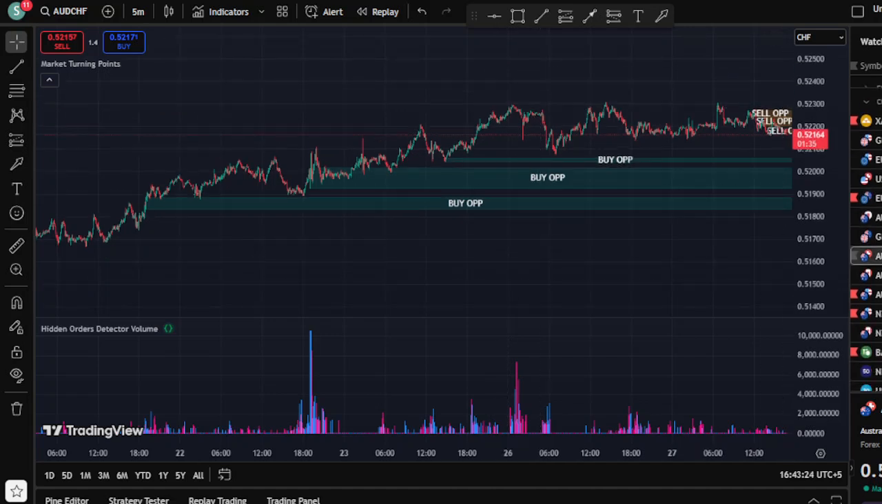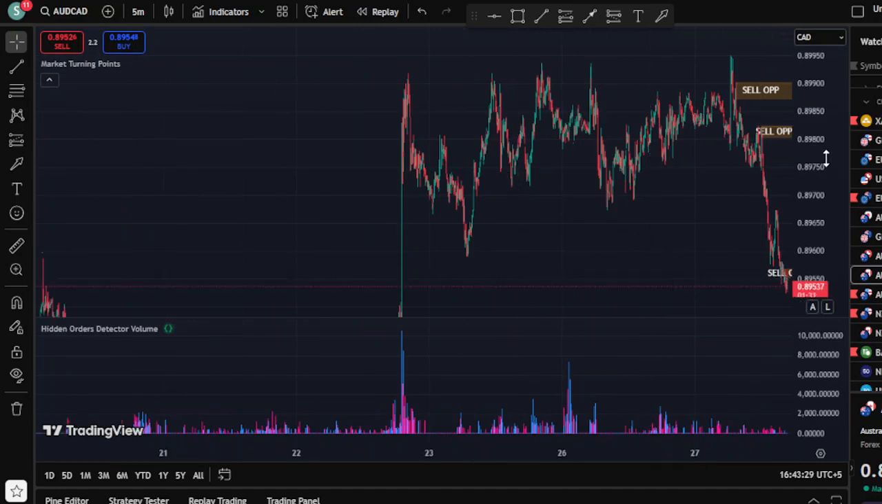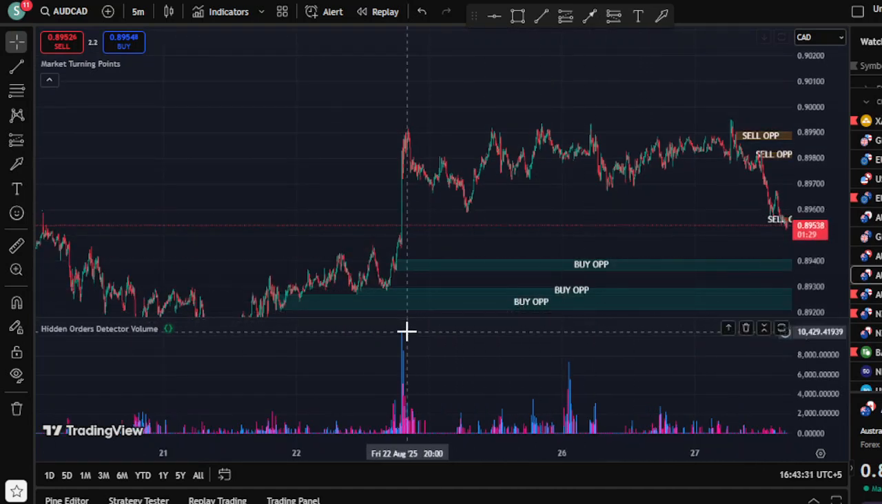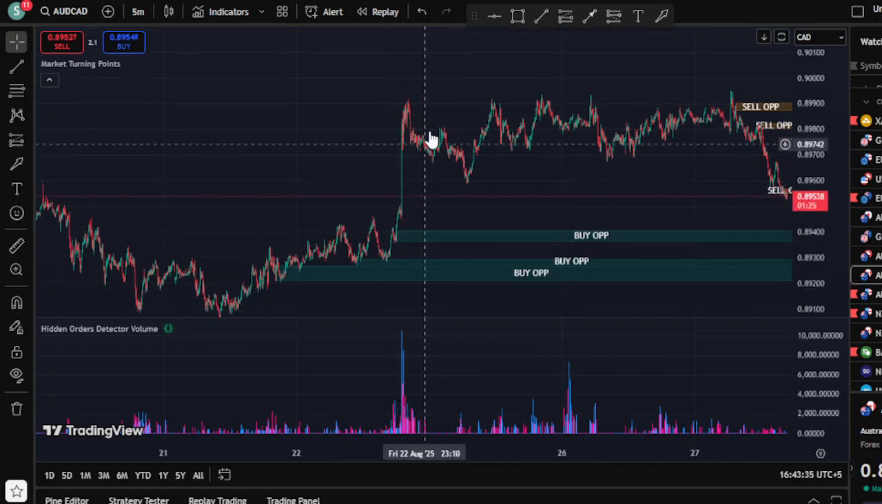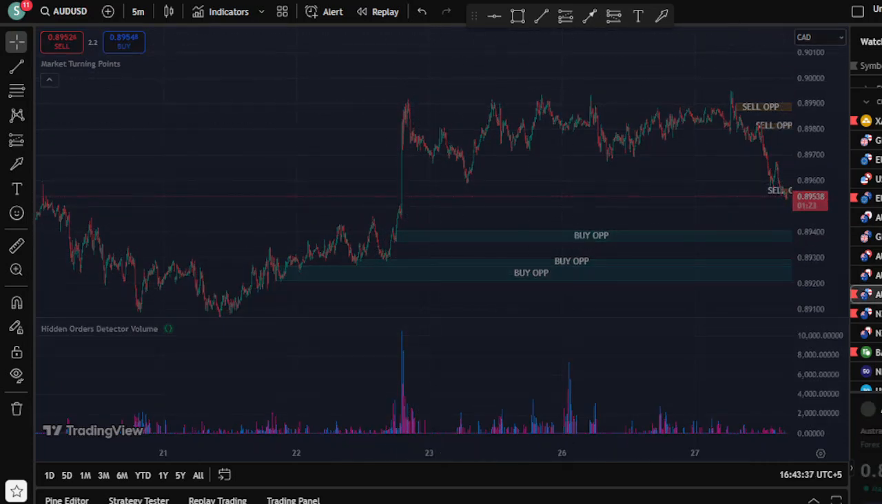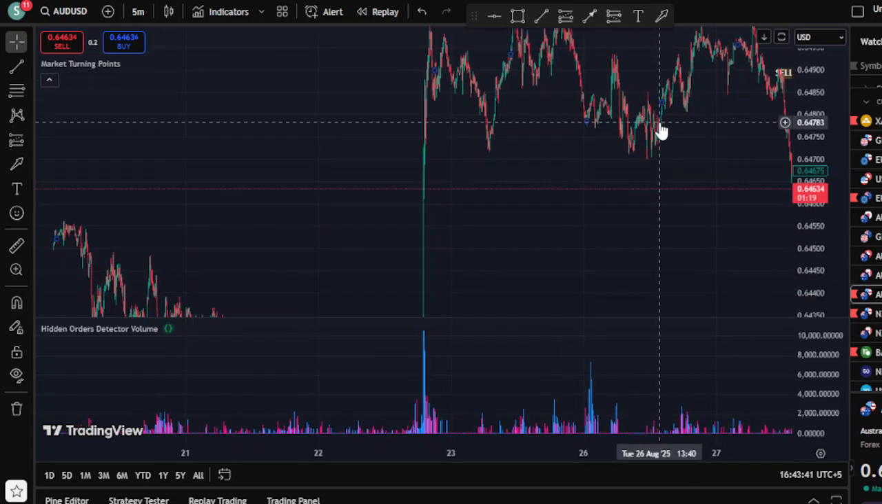It works on everything, whether you trade forex, crypto, stocks, whatever. This is going to work. Look at this ultra high volume. The market turning points indicator started to make a buying opportunity, and just look at the price. So you need to evaluate what's actually happening in the market after the ultra high volume.